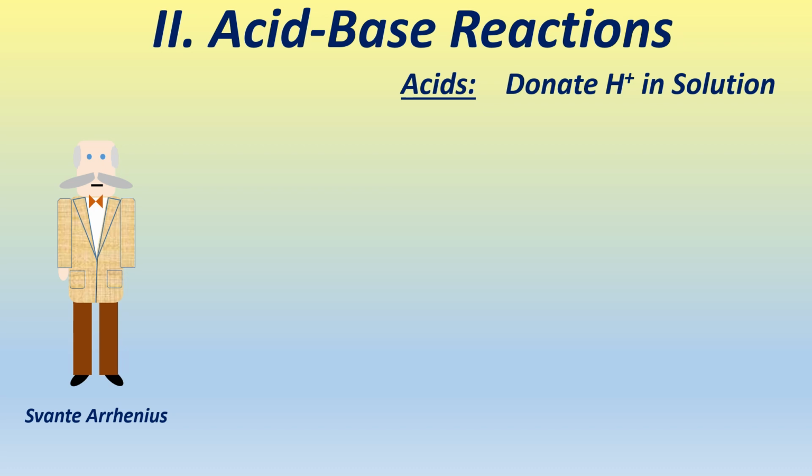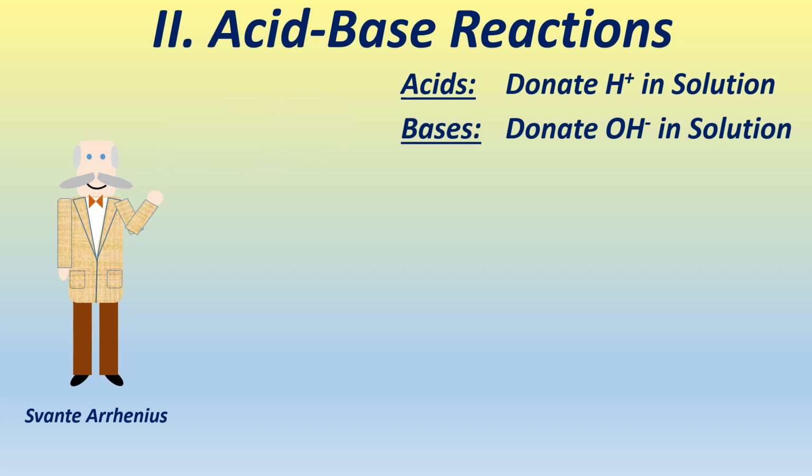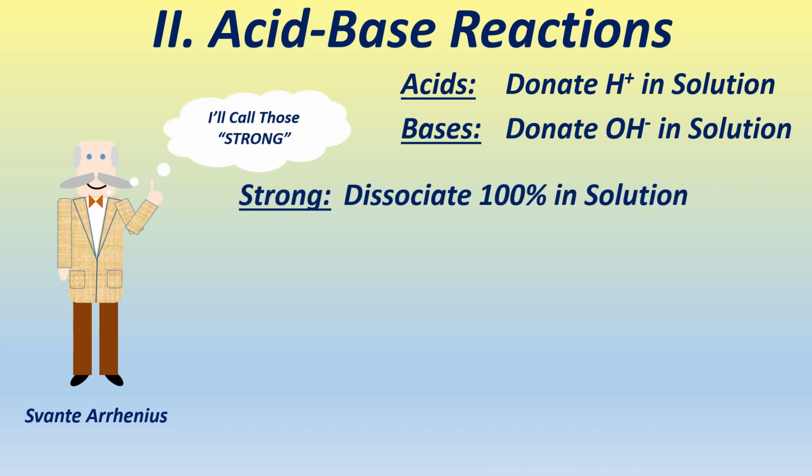He also noted the things that turned red litmus blue all contained hydroxide ions. So those were the bases, anything that donated an OH-. This is the fundamental definition of an acid and base. An acid is any species which donates H+, and a base donates OH- to solution. Arrhenius also noted that not everything dissolved completely. Some things did dissolve completely, and he called those strong electrolytes. A strong electrolyte is anything that dissociates 100% in solution.